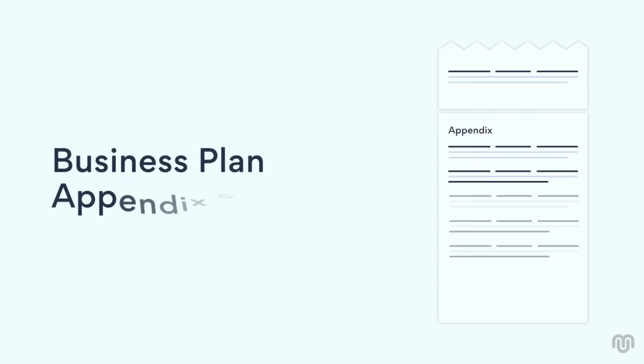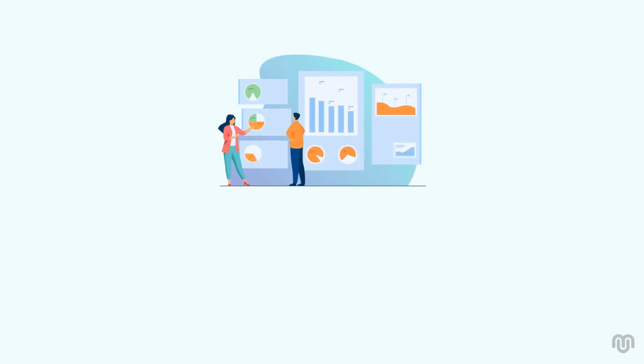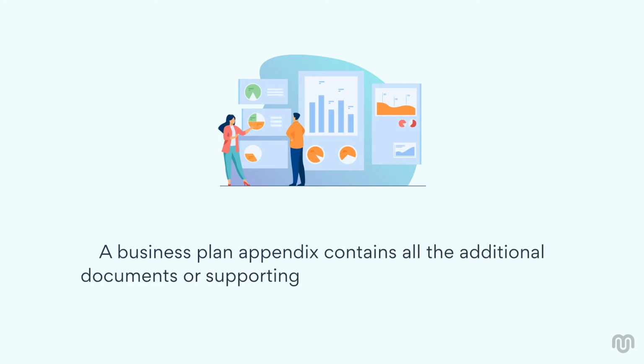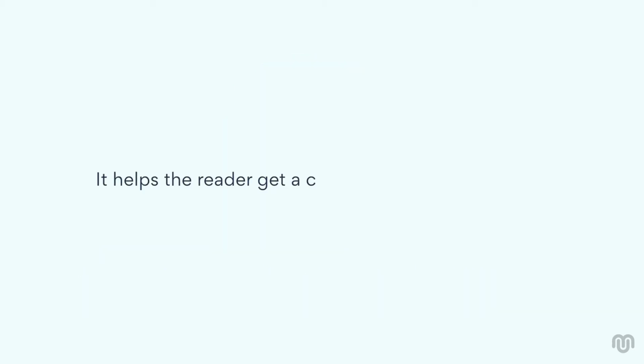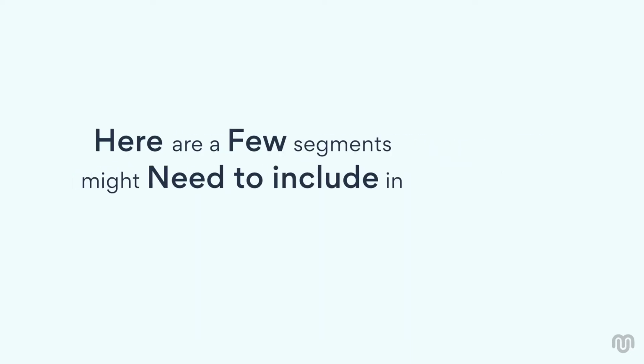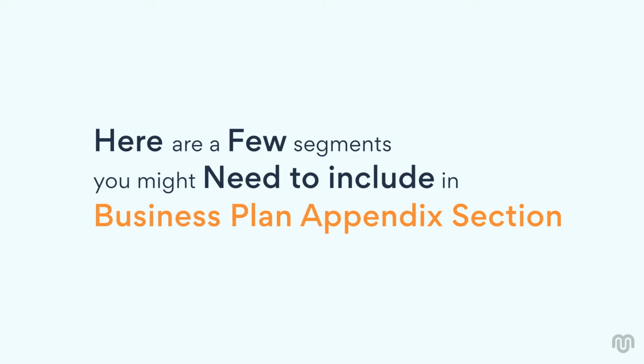Business Plan Appendix Section. A business plan appendix contains all the additional documents or supporting data that you can include in the main sections of the business plan. It helps the reader get a closer look at your business. Here are a few segments you might need to include in the Business Plan Appendix Section.